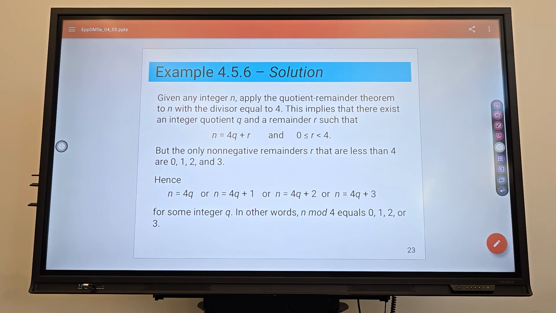But the only non-negative integers r that are less than 4 are 0, 1, 2, and 3. Hence, in all of these cases, for some integer q, n mod 4 equals 0, 1, 2, or 3.